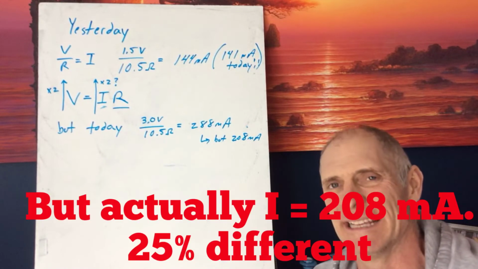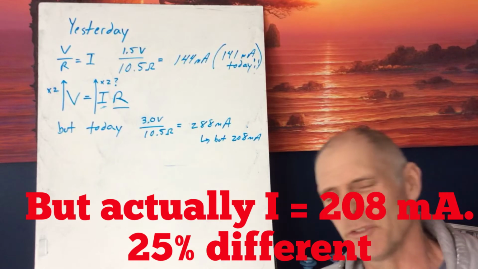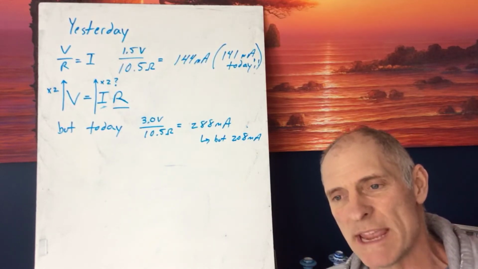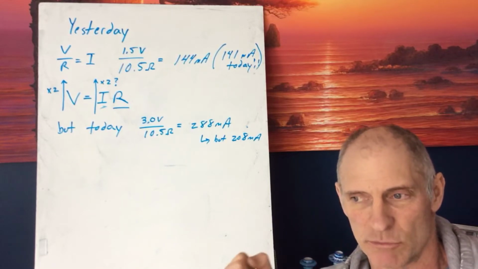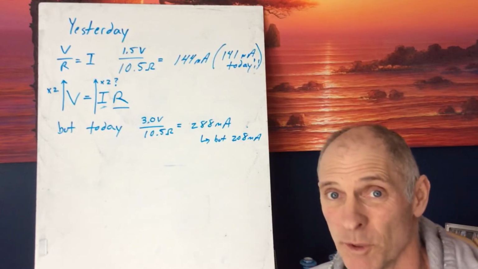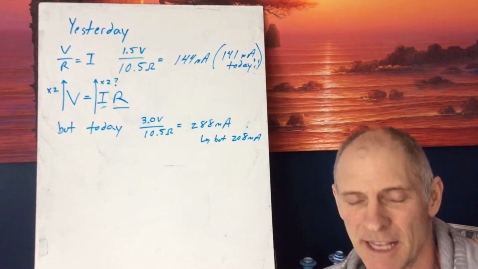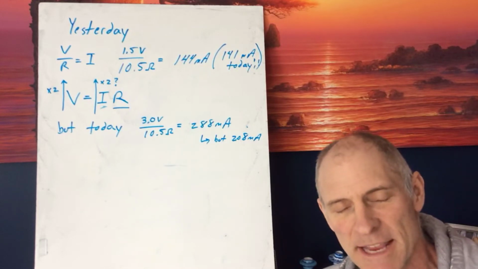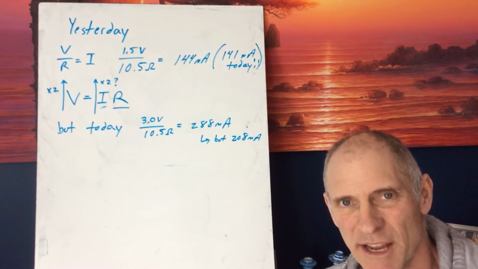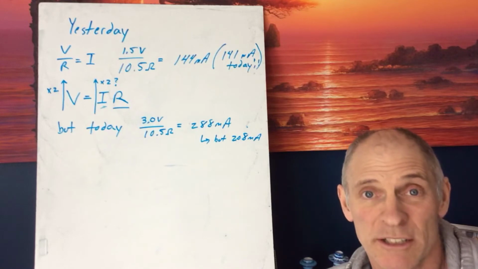But what did I really get today? I really got 208 milliamps. The difference is about 25%. If you take 0.208 amps, subtract 0.288, and then divide by 0.288, remember this is our formula for percent error: observed minus accepted, divided by accepted, times 100%. I'm coming out with about 25% error. So what's the deal? What happened? Where did the changes come from?